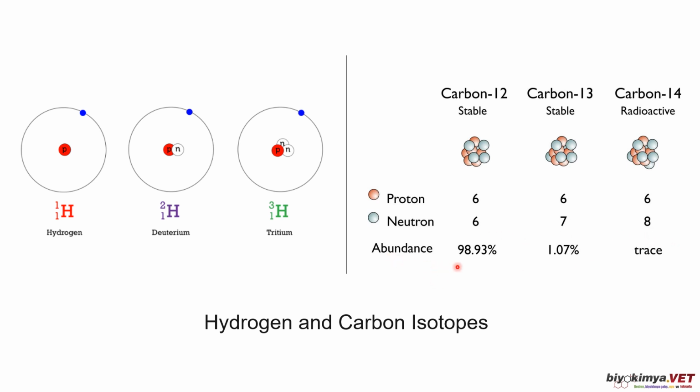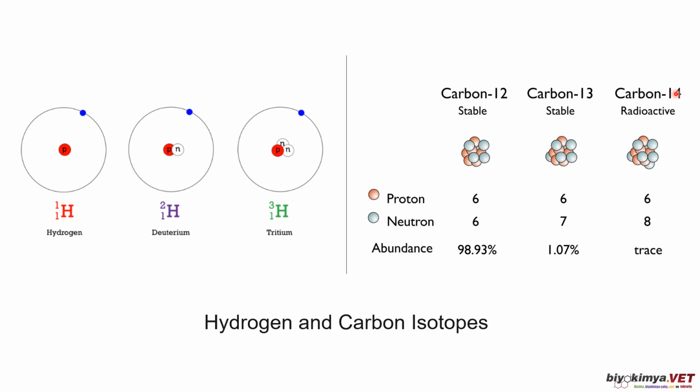And here you see the abundance of these carbon forms in nature. Almost 99% of carbon in nature is carbon-12, 1% carbon-13, and trace amounts of carbon-14. And also oxygen, uranium, and other elements, many of the elements have isotopes. And there are about 275 different isotopes of the 81 stable elements, and there are more than 800 natural and synthetic radioactive isotopes available.